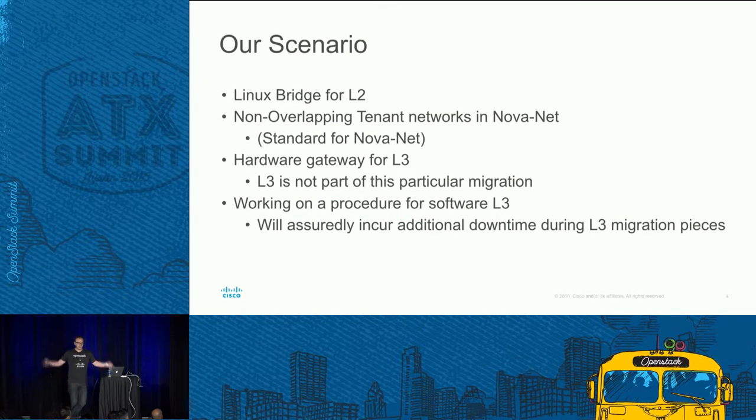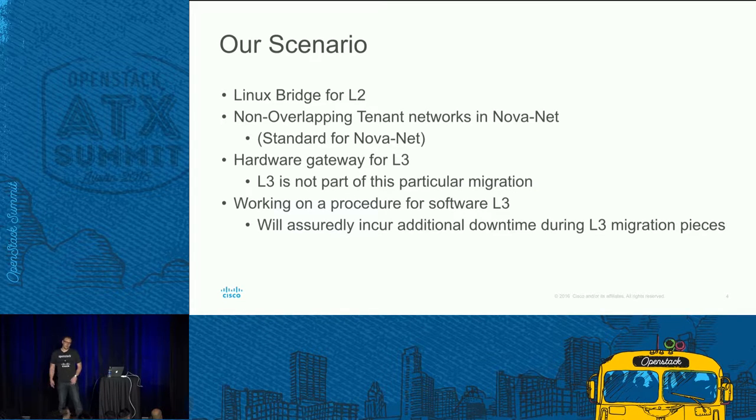So our specific scenario, we were using Linux Bridge for layer 2. We had non-overlapping tenant networks, so every tenant had like a /24 or /23 or whatever, which is standard for Novanet. You can't have overlapping subnets in Novanet, which is one of the cool features of Neutron you probably want.